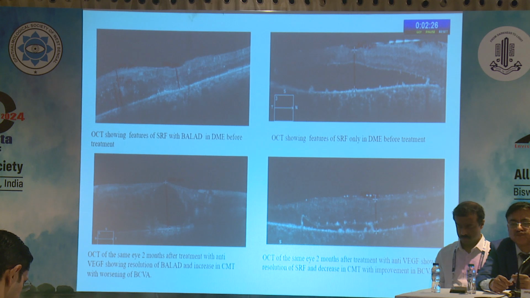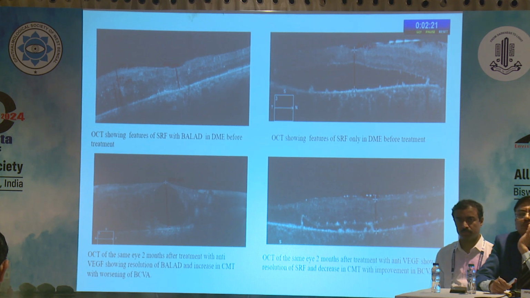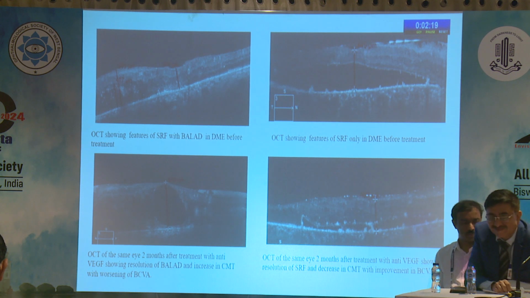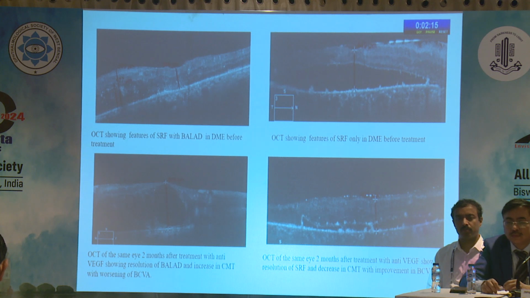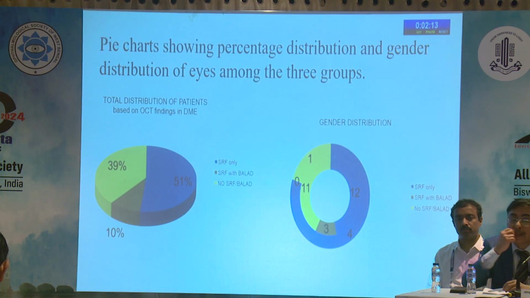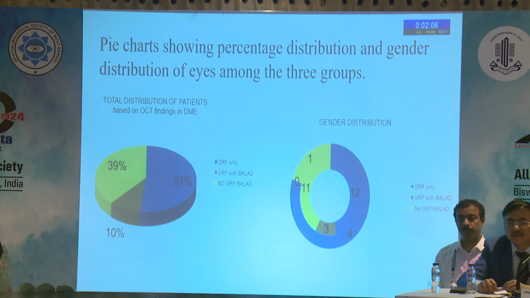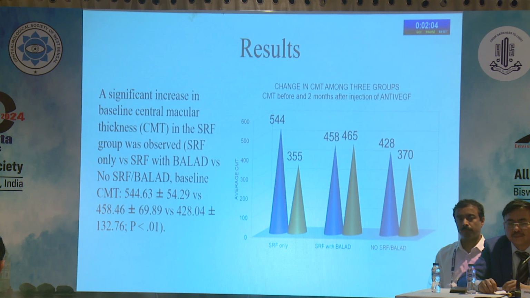These are some of the pictures showing the features of SRF with BLD in DME before treatment and the OCT 2 months after treatment. And this is the OCT showing features of SRF only in DME before treatment of the same eye 2 months after treatment. So the total distribution of patients based on the OCT finding: 51% had only SRF, only 10% had SRF with BLD. A significant increase in the baseline CMT in the SRF group was observed versus SRF with BLD versus no SRF or BLD.